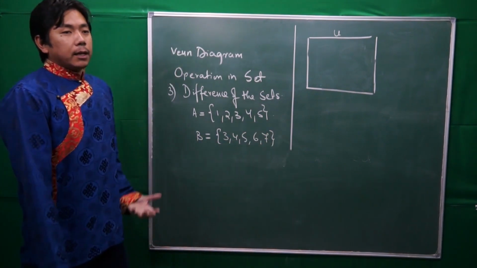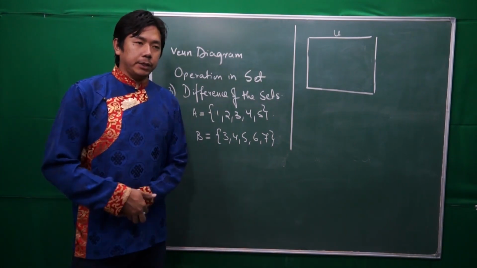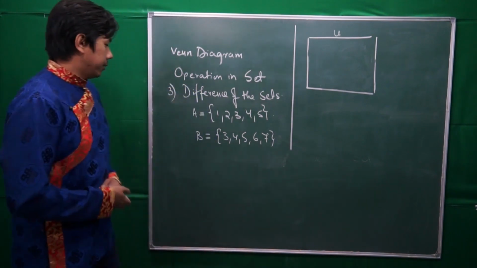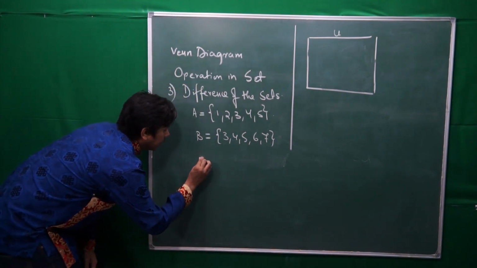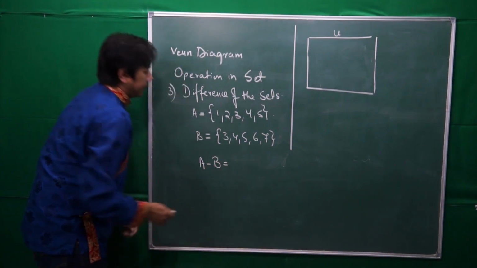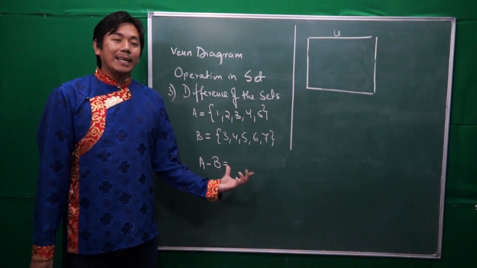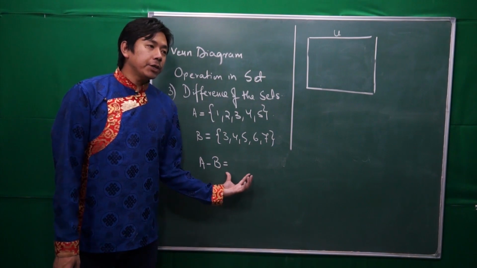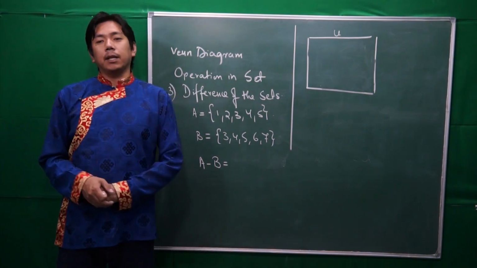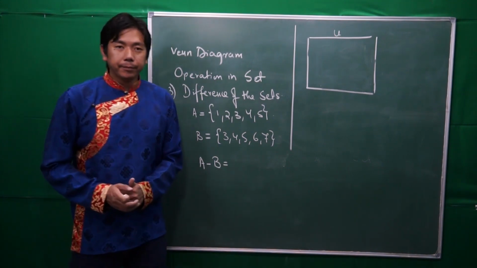All right. Now the difference in the set depends on which set is being written first. For example, let's find the difference of set A minus B. Now set A minus B would be the resultant set in which we will subtract all the elements that are in B as well. From where? From set A. Is it clear? All right.